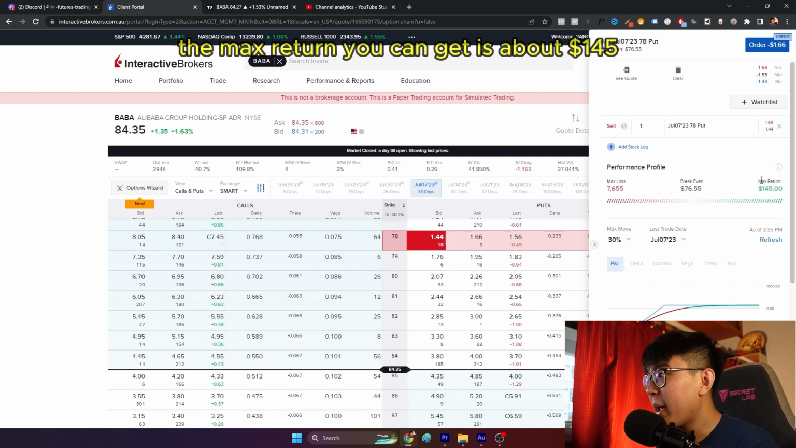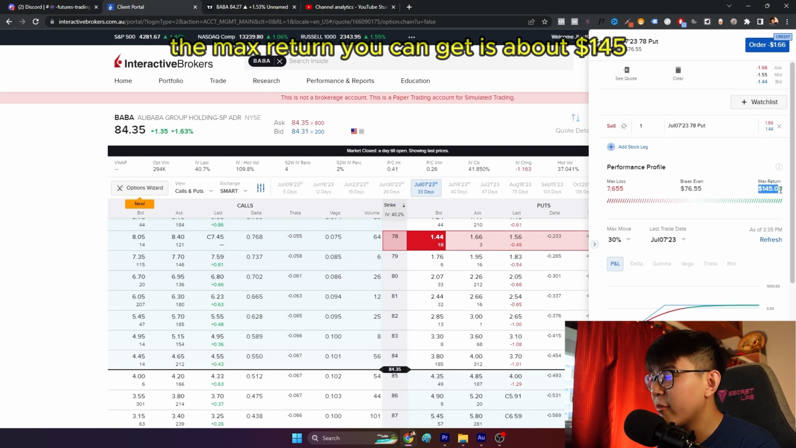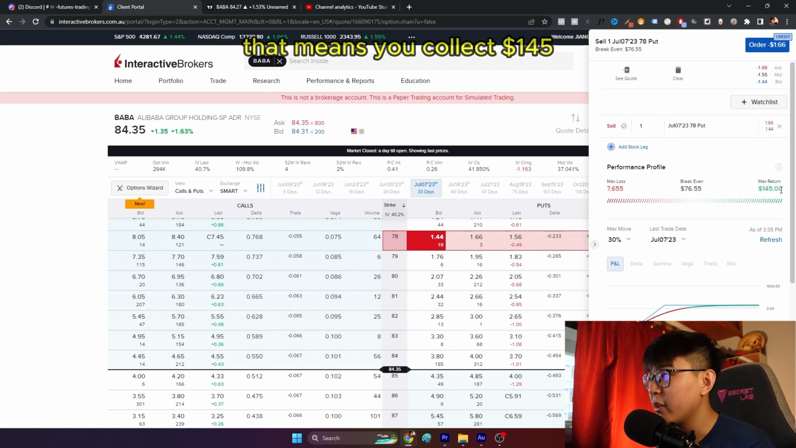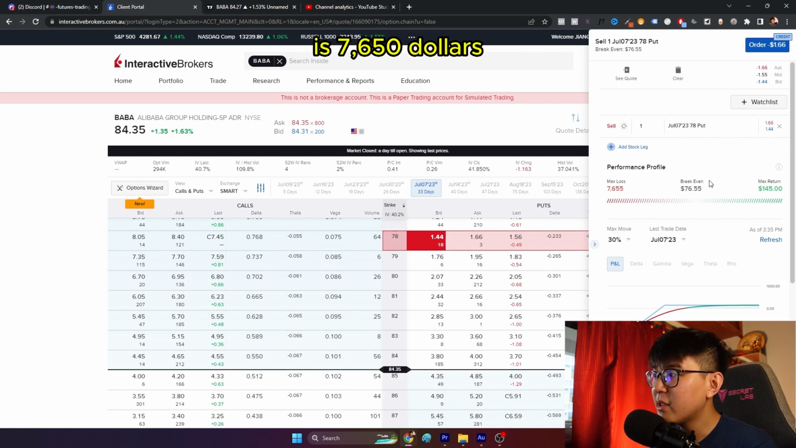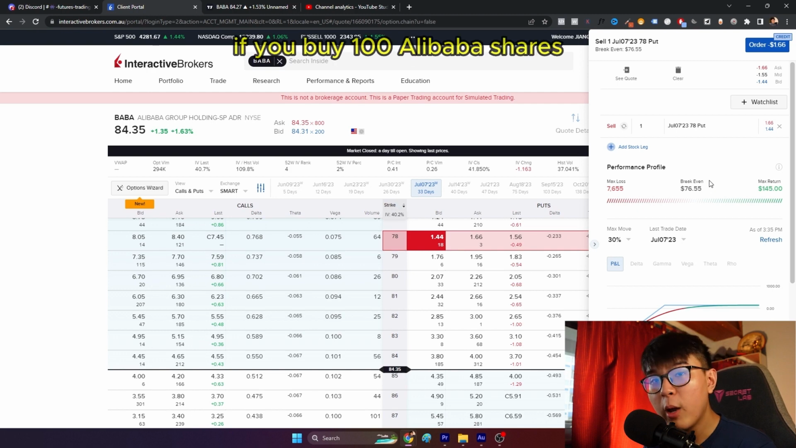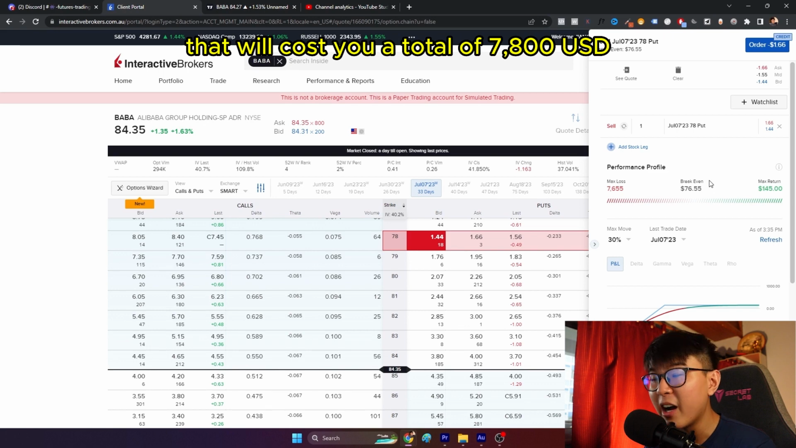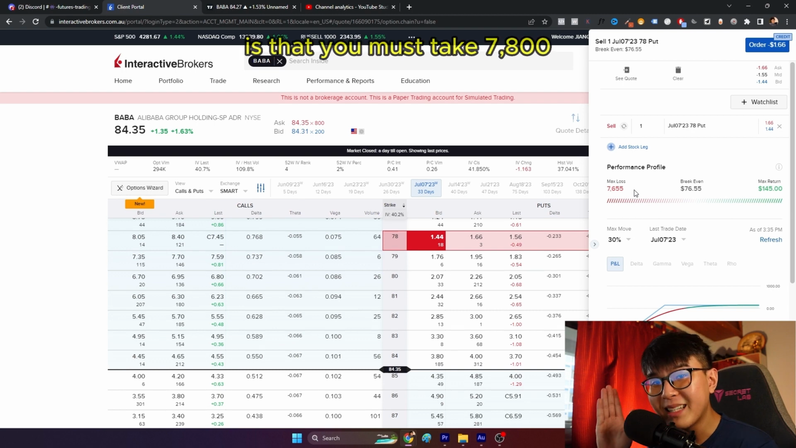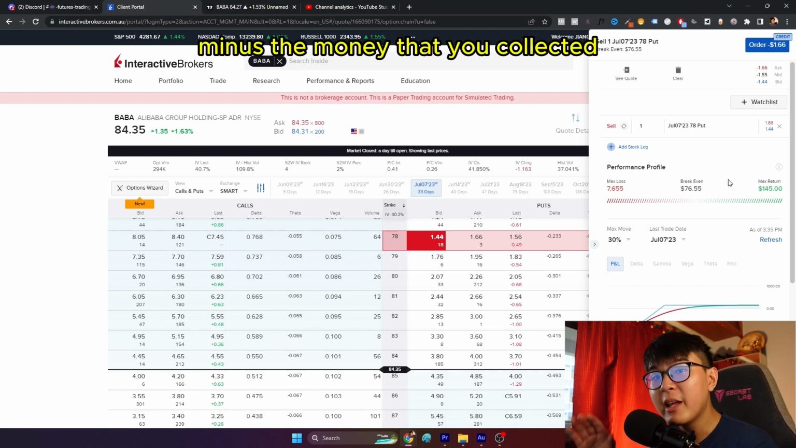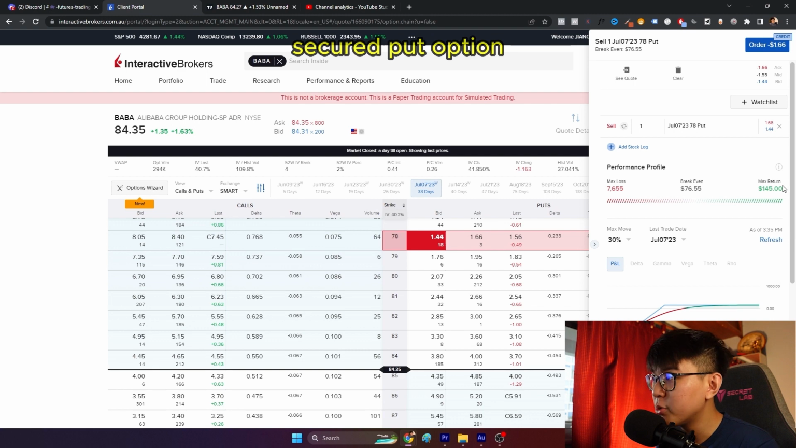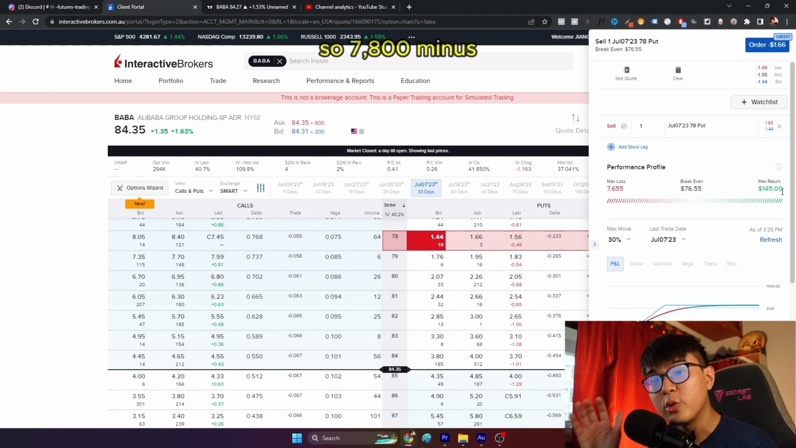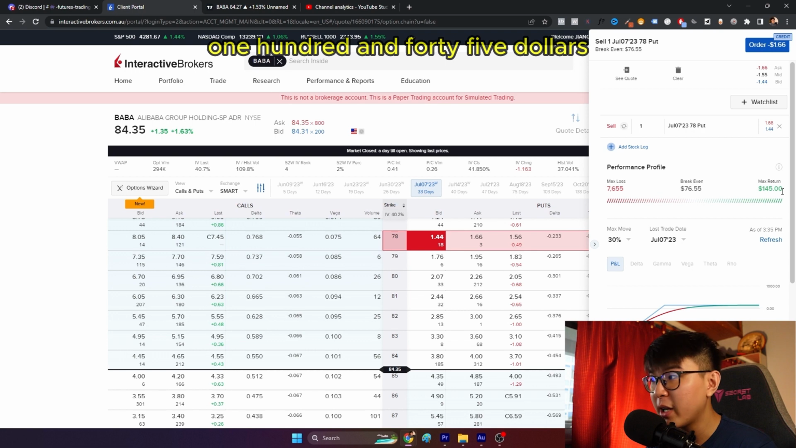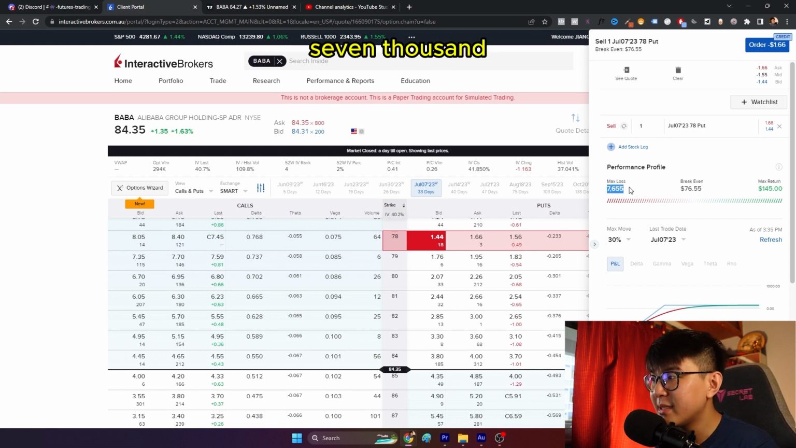Looking at the performance profile, the max return you can get is about $145. That means you'll collect $145. And the max loss you can see here is $7,655. How can we get $7,655? If you buy 100 Alibaba shares at $78 each, that would cost you a total of 7,800 USD. But the reason why the max loss is 7,655 is that you must take 7,800 minus the money that you collected from selling the cash secured put option, which is $145. So 7,800 minus $145 equals to about $7,655.